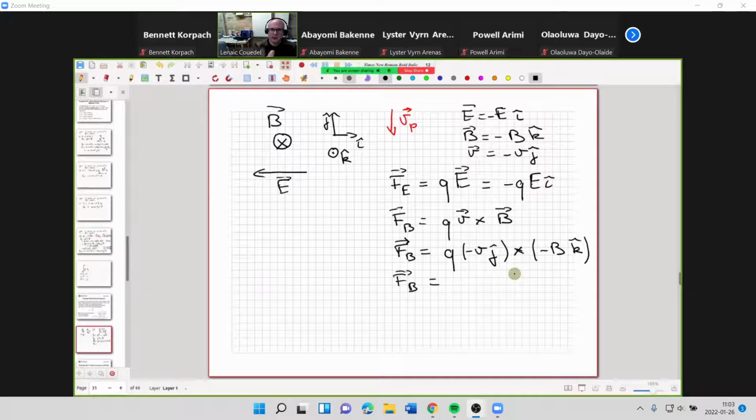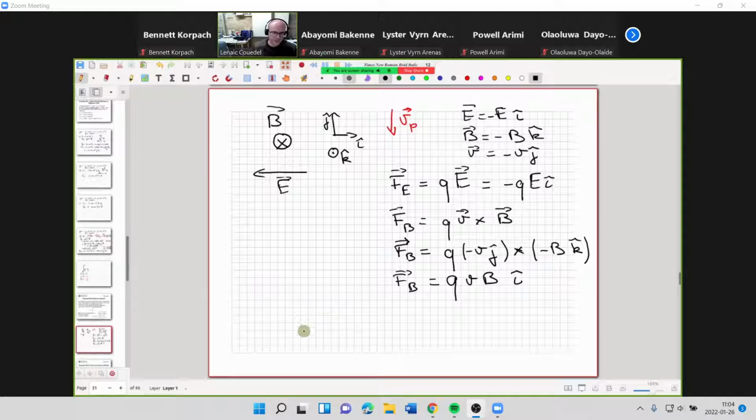So I do like that. My right hand pointing to the top of the paper, curling toward me, my thumb is pointing along the I hat direction. So the resulting is Q, V, B, I hat, okay? Just using the right hand rule.